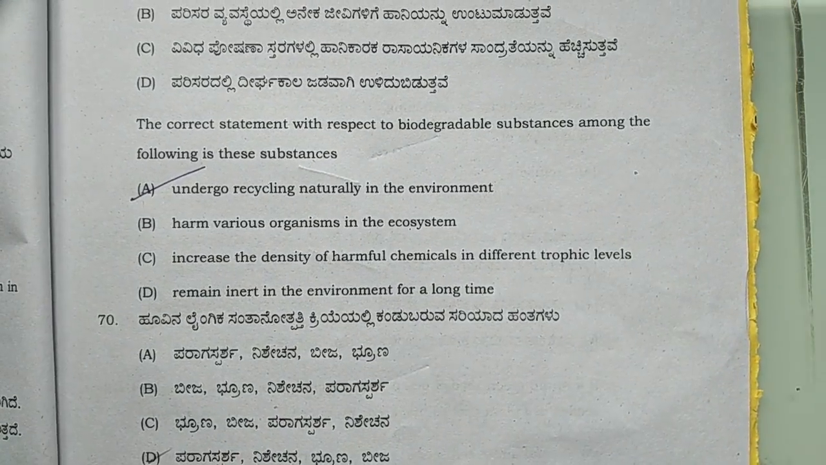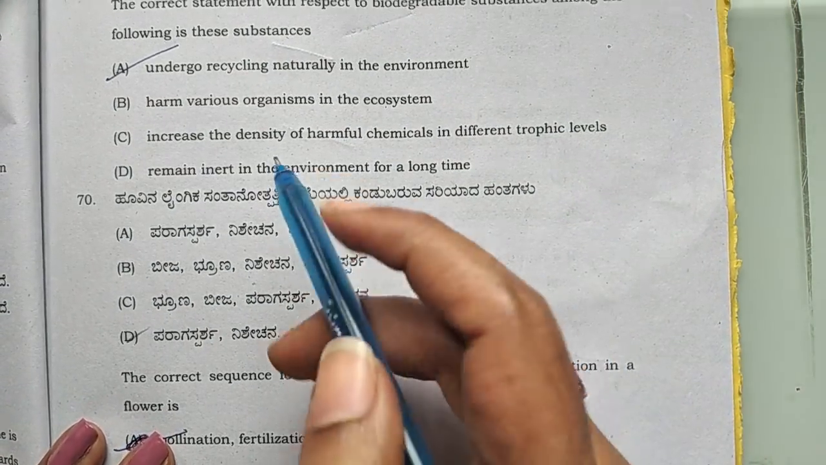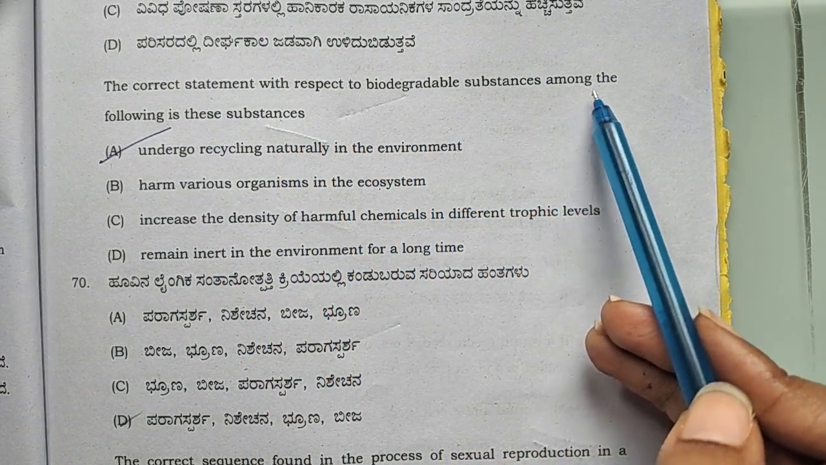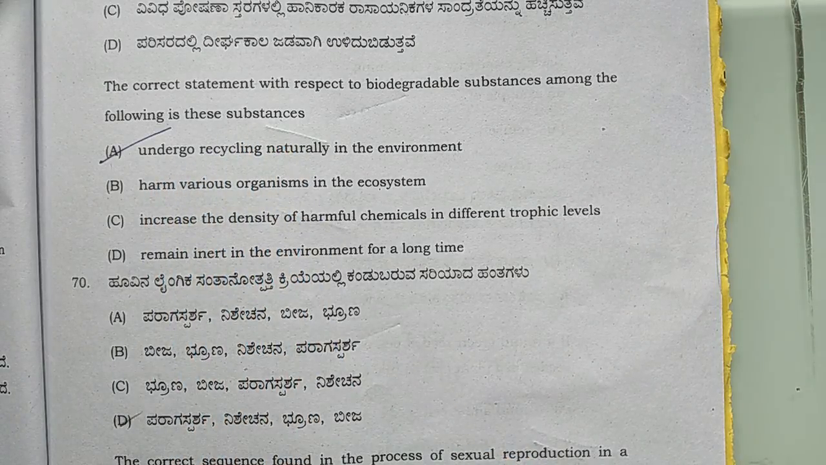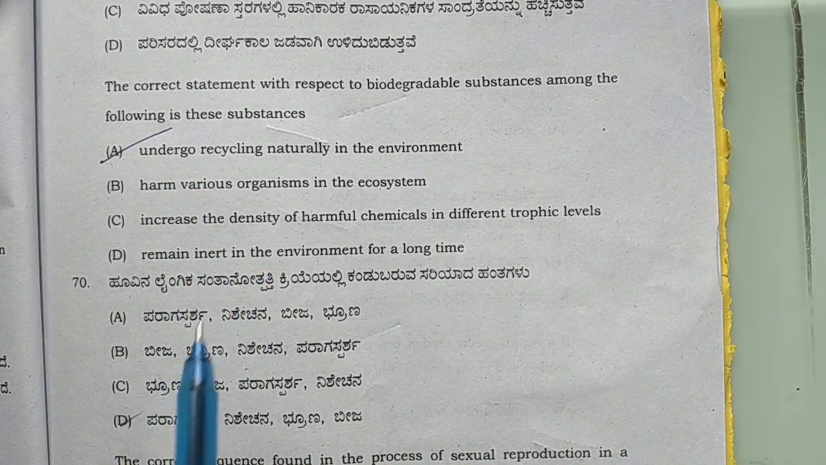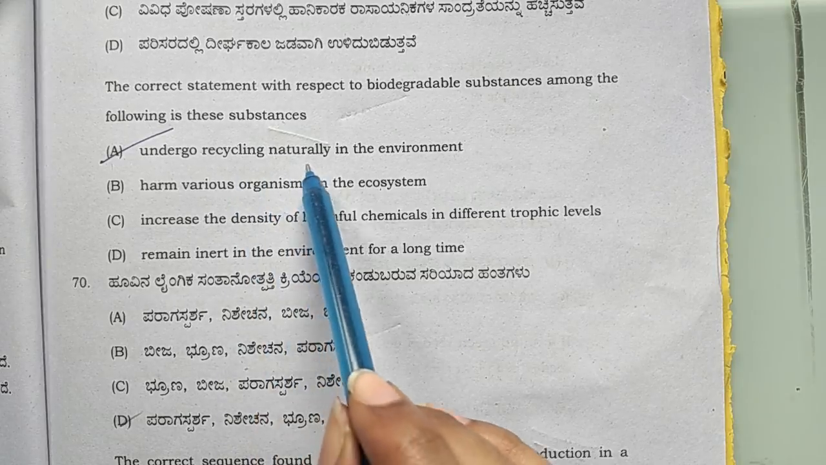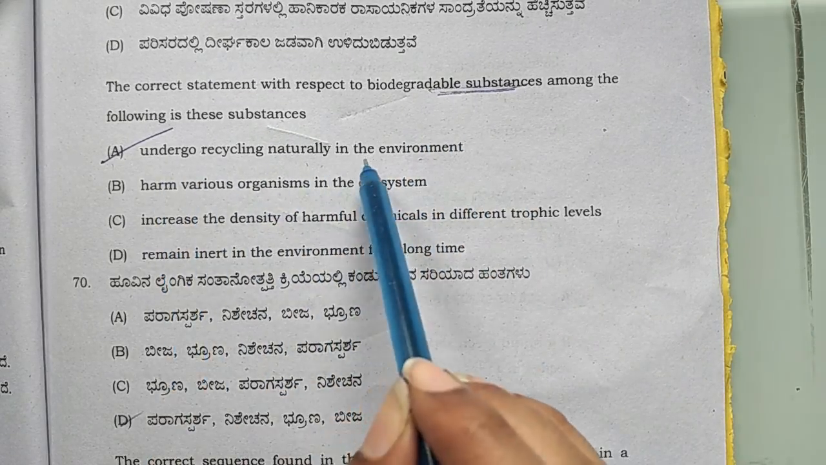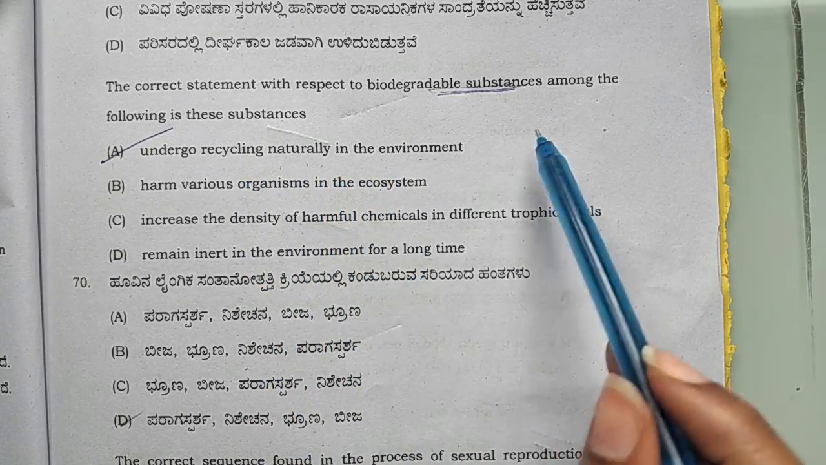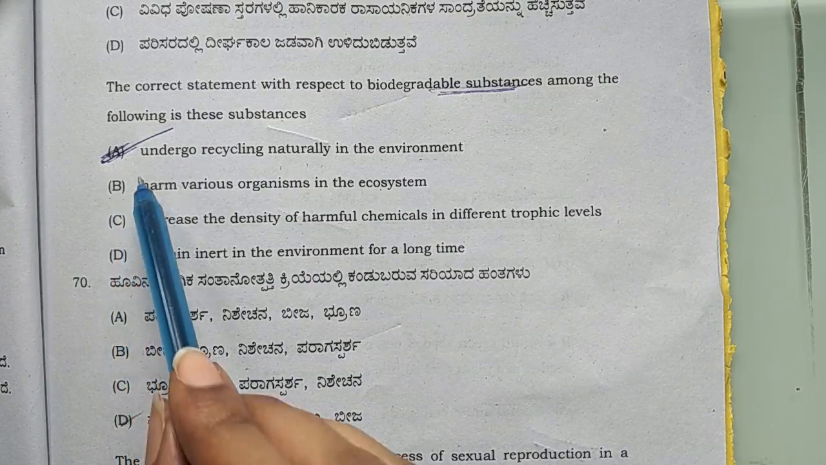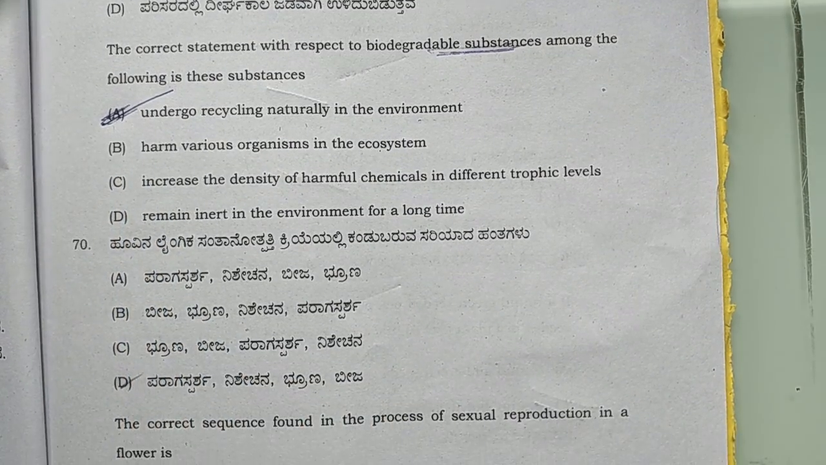Coming to the 69th question, the correct statement with respect to biodegradable substances among the following. They are asking which among them is correct. Undergo recycling naturally in the environment. Yes, biodegradable substances undergo recycling naturally in the environment. So option A itself is correct for the 69th. The remaining options are actually wrong.